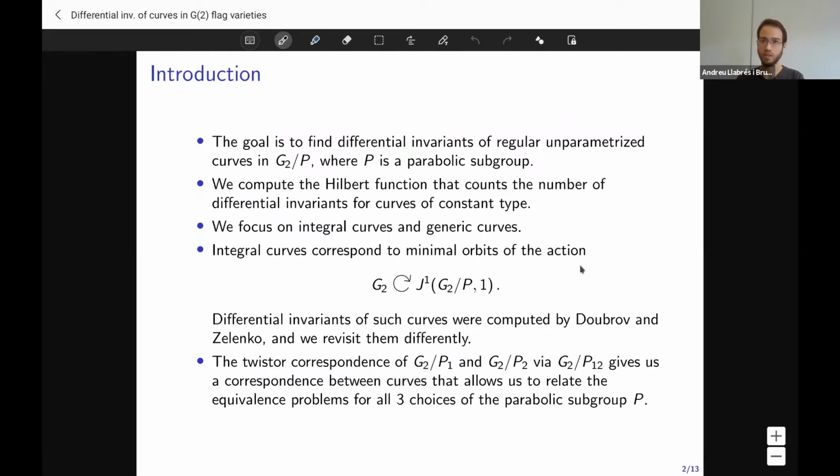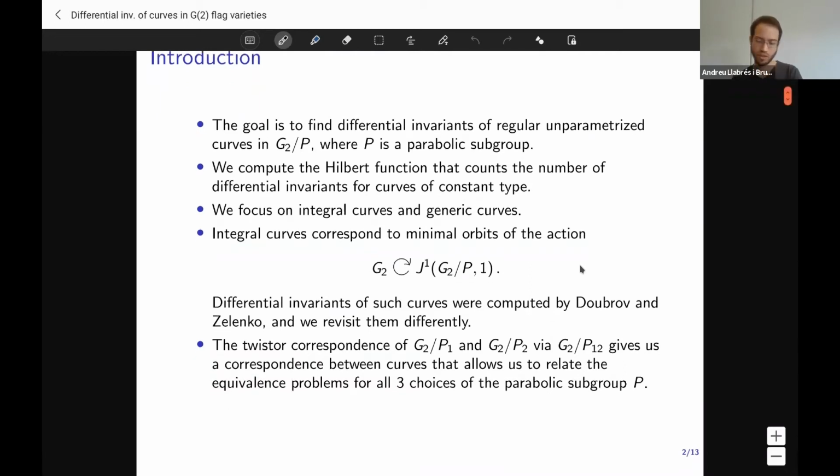Then after that, we will focus on the maximal level and the minimal level that corresponds to integral curves. These curves are minimal orbits of the action of G2 on the jets of curves. These differential invariants were already computed by Doubrov and Zelenko, but anyway, we will revisit them in a different way.